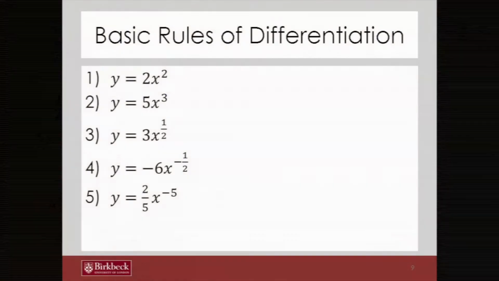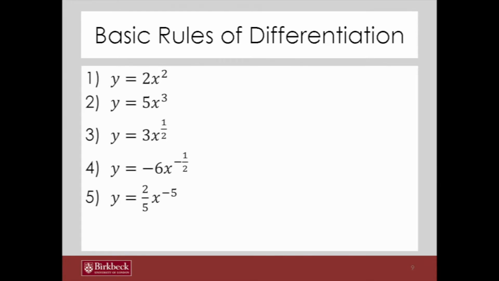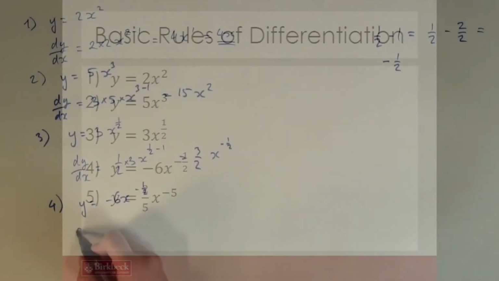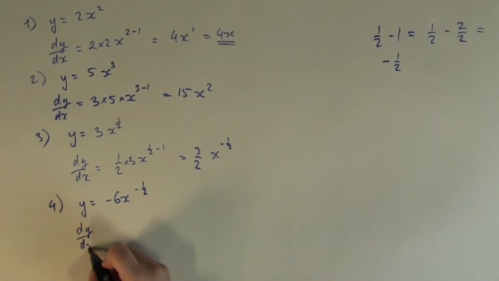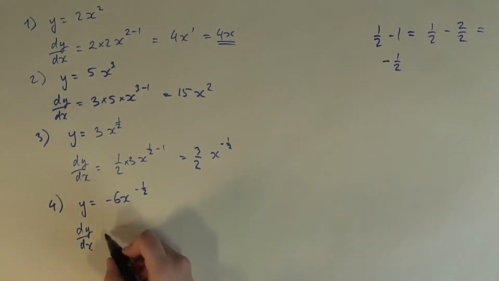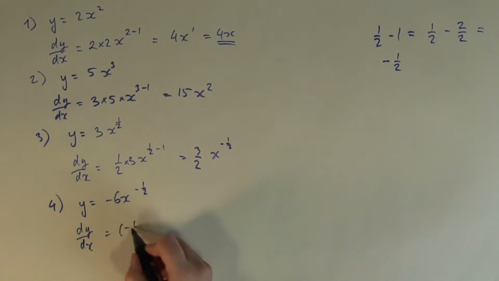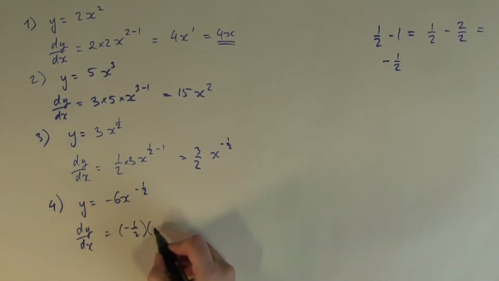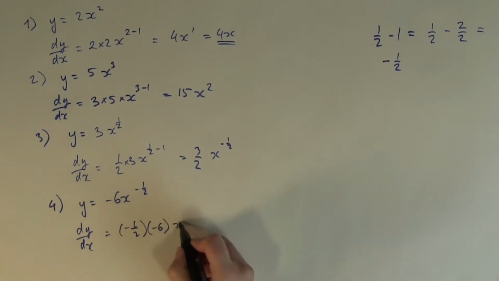Number 4, y equals minus 6 times x to the minus half. So for the derivative, again the rule: bring the power down and lower the power by 1.